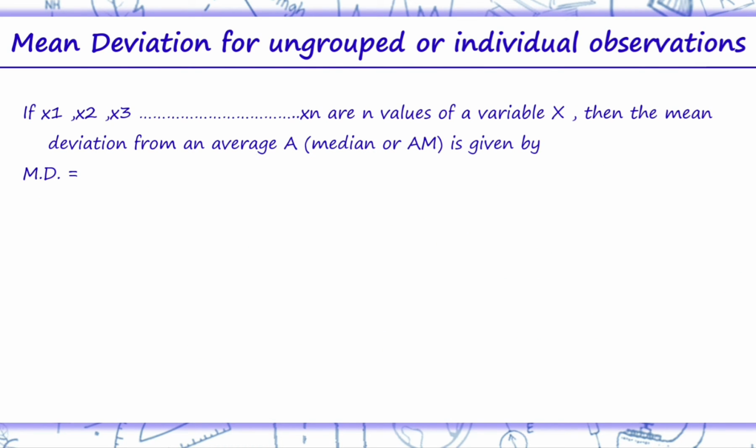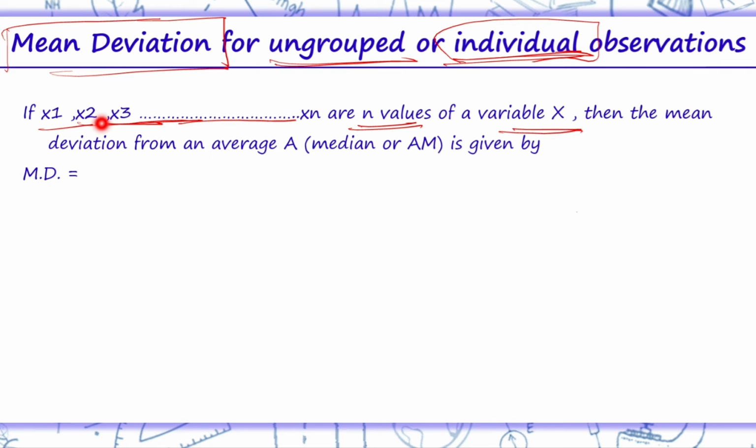Coming on to the next measure of dispersion, which is mean deviation. As we have already studied in our previous classes, when we calculate mean, we have three types of series: individual, discrete and continuous. Now we will be studying mean deviation for ungrouped, or individual, observations. Let's suppose these are individual observations x1, x2, x3 till xn. These are n values of variable x.